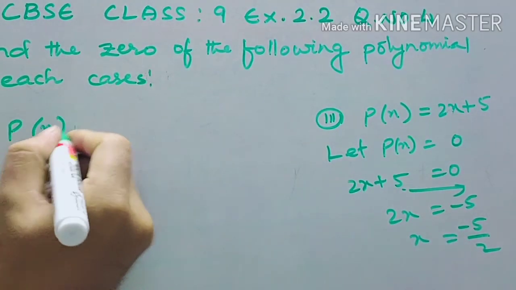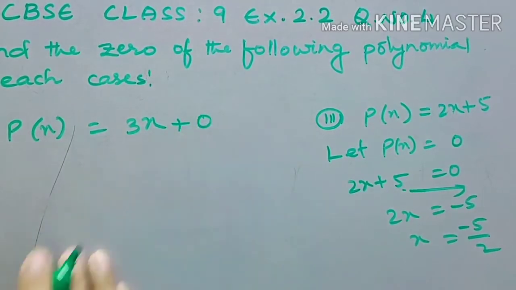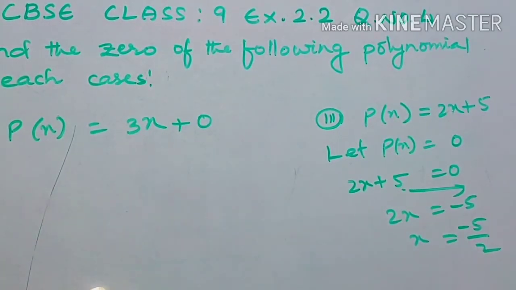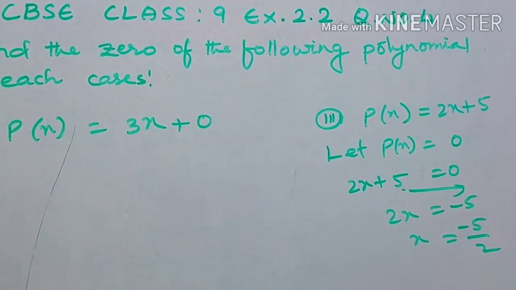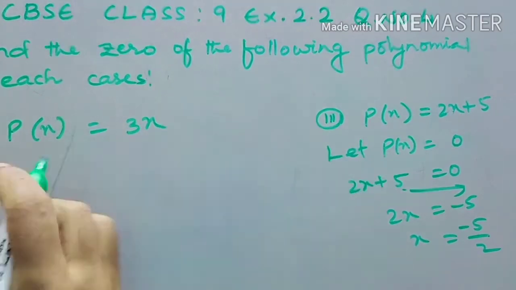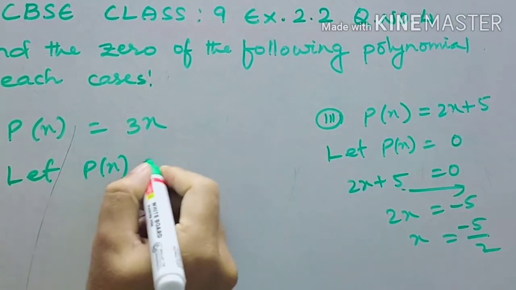P of x is equal to 3x. Here you must know, if I want to apply the 0 formula, minus b by a should come, but b, the constant term, is not there, so you can consider it as 0. Answer will be minus b by a, 0 by 3. 0 by 3 means 0 itself, so the 0 will be 0 here itself.